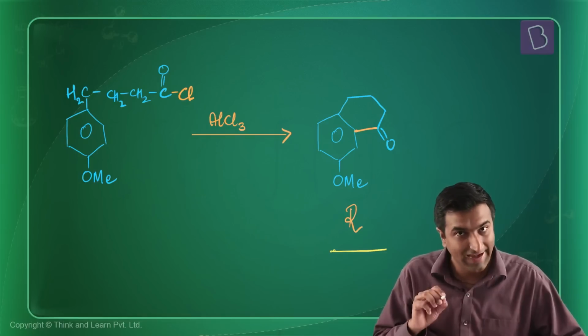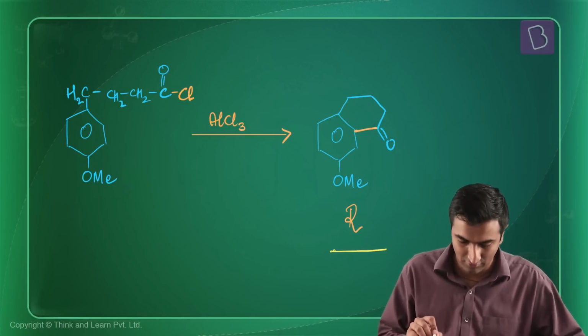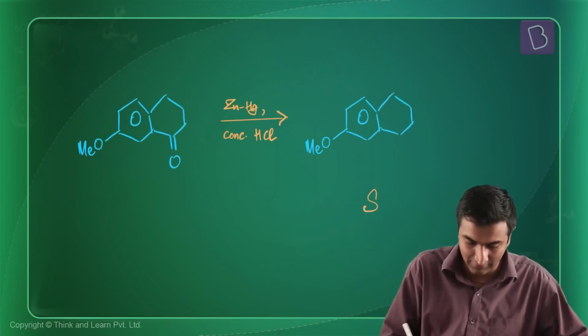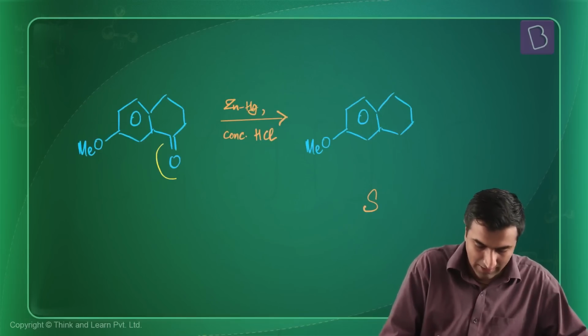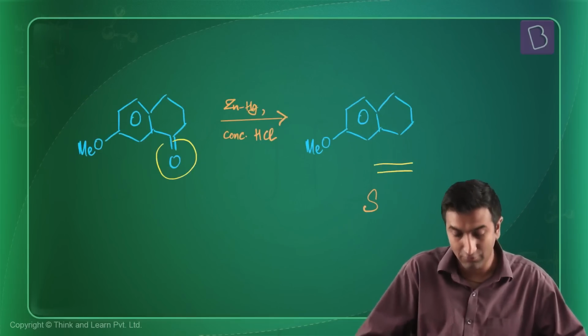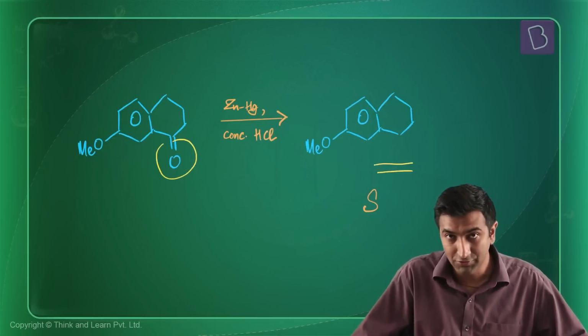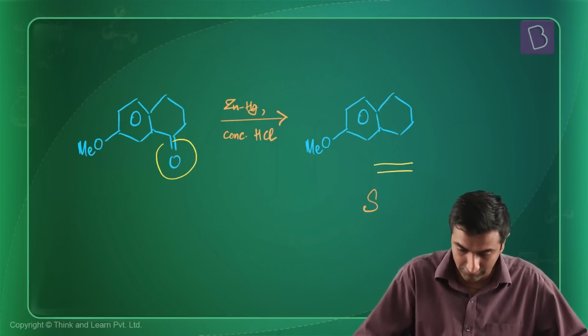So we got Q and R. One more step to go. You need to get S, the Clemmensen reduction, right? This goes away and you get this over here, which is your product S. I'm going to go back to the options and tell you how to maybe do this quickly.